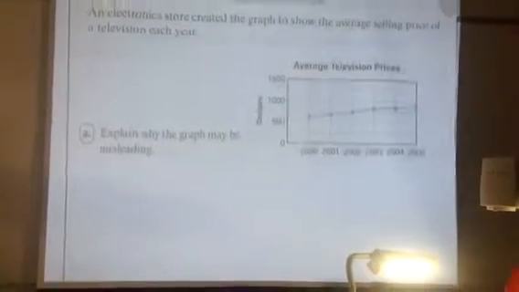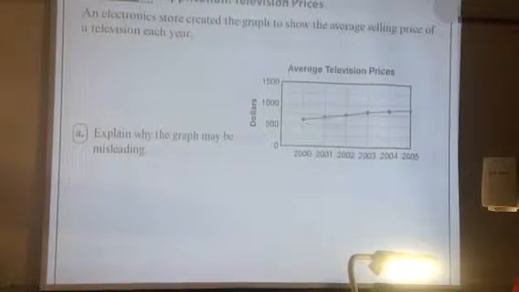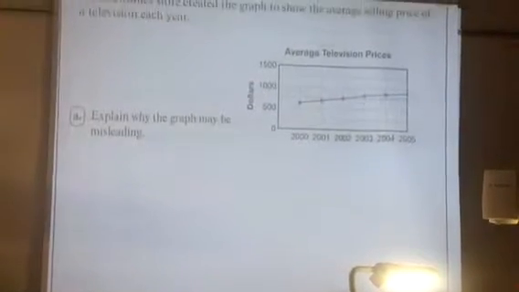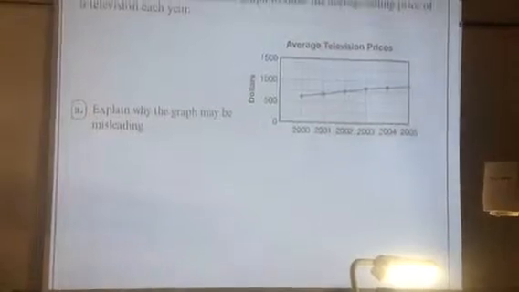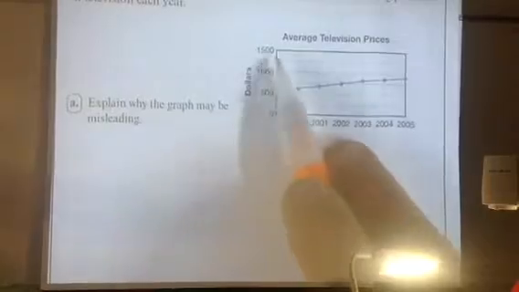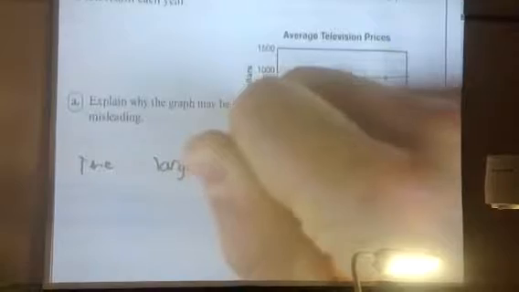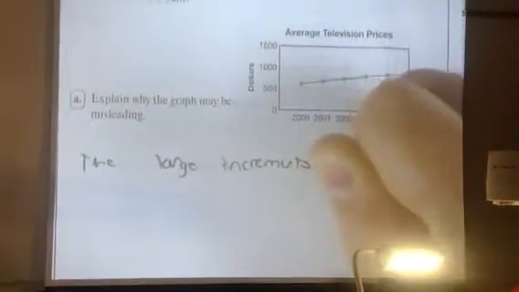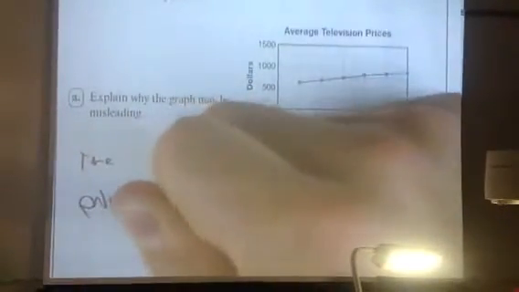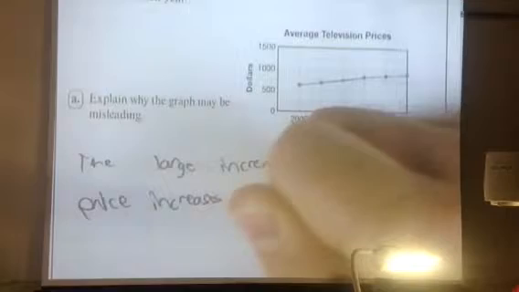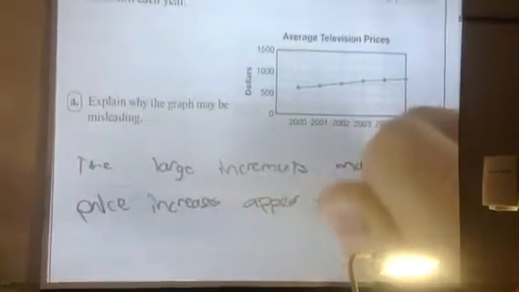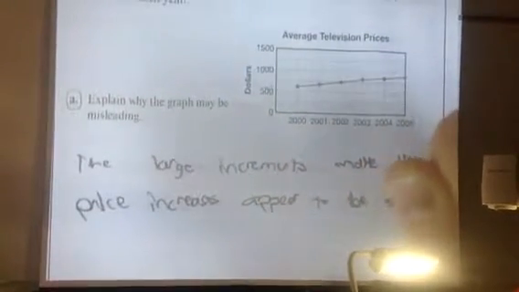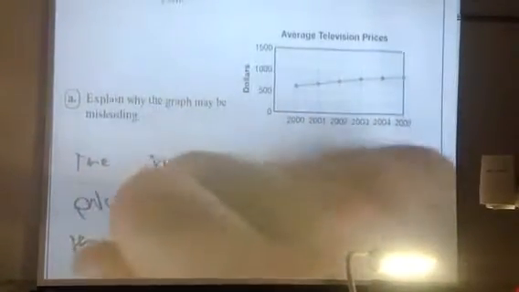Last one. An electronics store created the graph to show the average selling price of a television each year. Explain why this graph is misleading. This is similar to the one that we looked at in example 2. 0, 500, 1,000, 500. The large increments make the price increases appear to be smaller than they actually are.